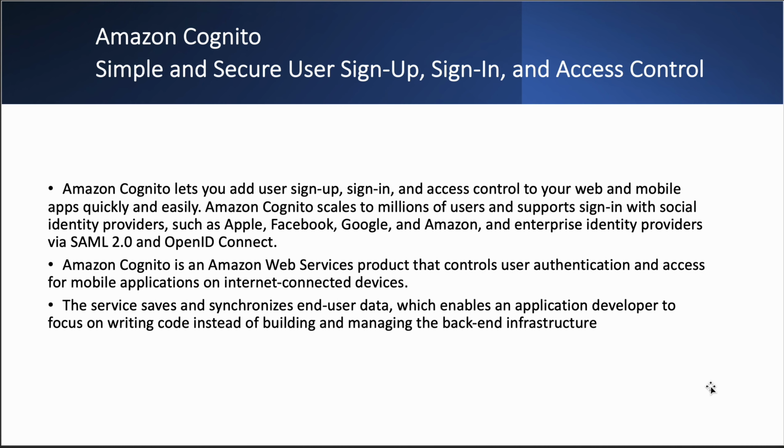Amazon Cognito is an AWS product. It's a managed service that allows you to control user authentication and access management of your application on internet-connected devices as well. The service saves and synchronizes end user data, which enables you to focus on your code itself, developing code instead of building and managing the backend infrastructure.